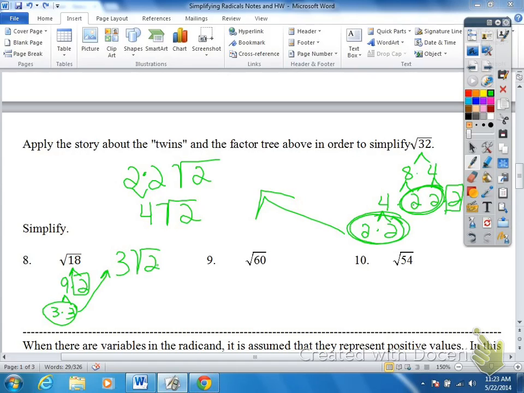So if I look at the square root of 60, I can take 10 times 6. The 10 breaks down into 2 times 5. The 6 breaks down into 2 times 3. So I see here that I have a set of twins. They're both 2's. So that set of 2 goes to the outside. And left over I have both a 5 and a 3, which have to get multiplied back together to make a 15 on the inside. I'm going to give you a second here just to try to figure out the square root of 54. And then I'll be back to provide you with the correct answer.